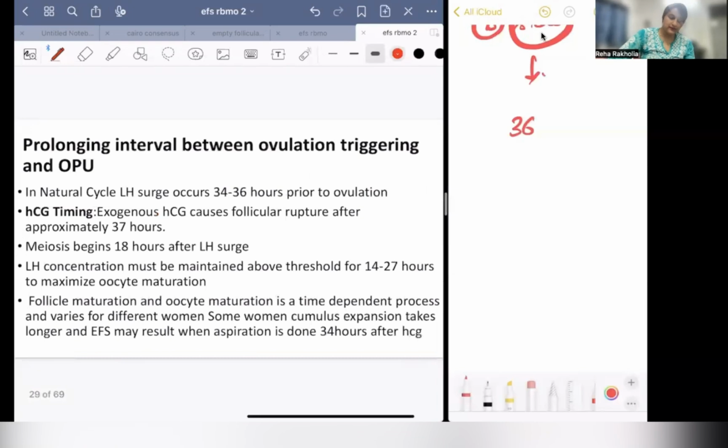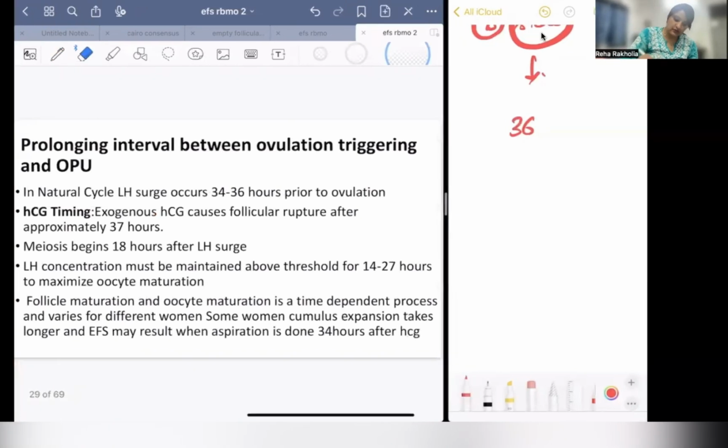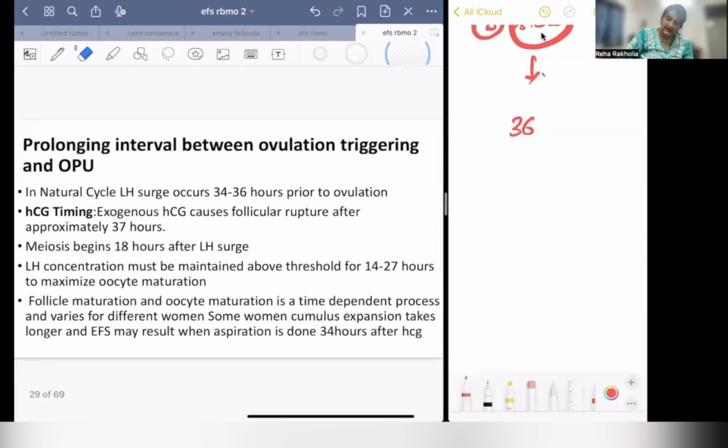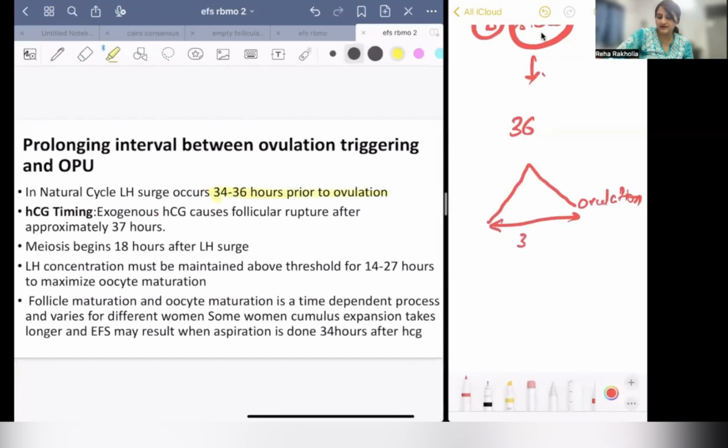Then, prolonging the interval between ovulation trigger and OPU. Same thing it is saying. In a natural cycle, the LH surge occurs 34 to 46 hours prior to ovulation. Like in this, ovulation is happening here. Here ovulation is taking place. So the LH surge will start 34 to 36 hours prior. Okay. LH surge.